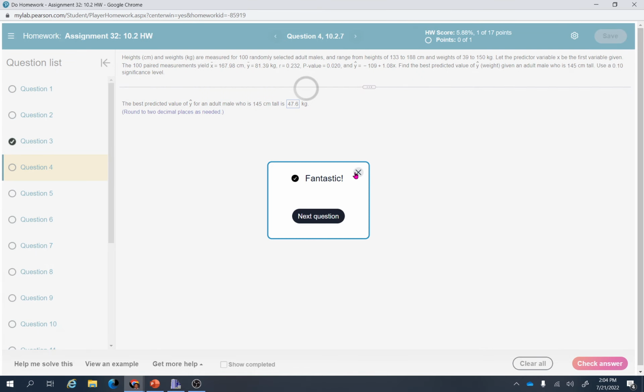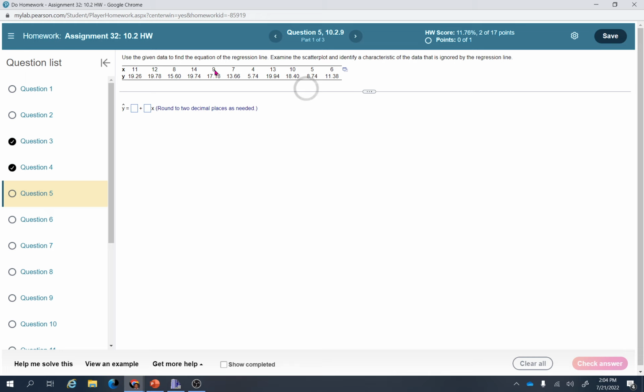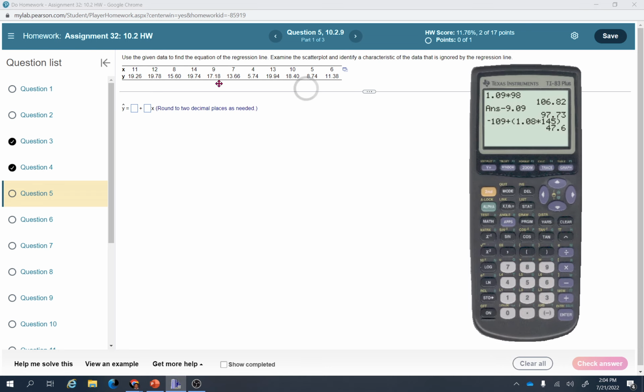Fantastic. So you just have to make sure that the requirement has been met to use this linear regression. In the next question, we're going to find the linear regression using the data set we have been given. So our goal is to find this linear regression. For that, you have to use the calculator and put this data set in your calculator. The first set of data is the x values, and the second set is the y values.